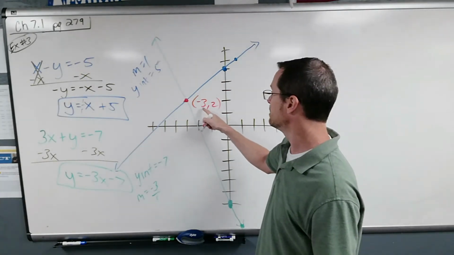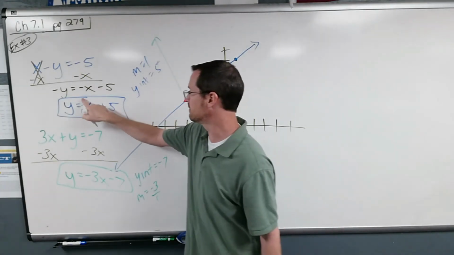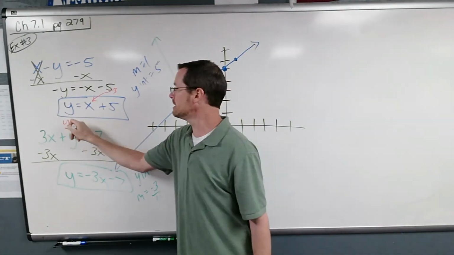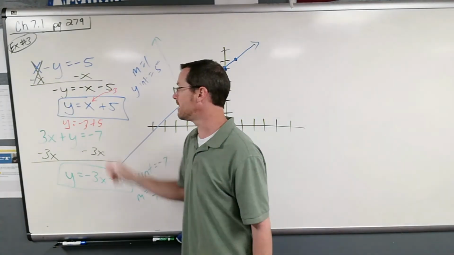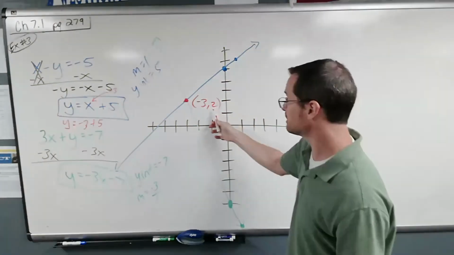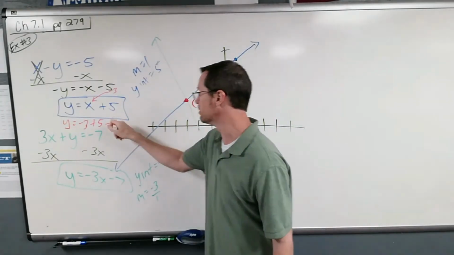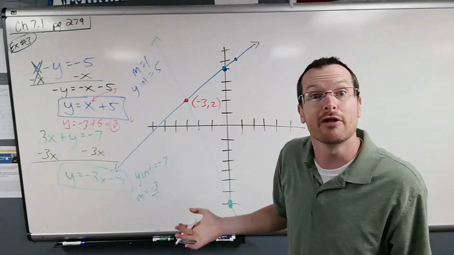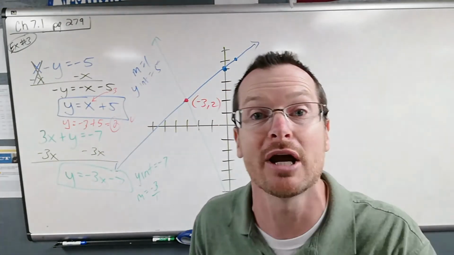So if I plug in negative 3 right there, I'll get y equals negative 3 plus 5. What's negative 3 plus 5? It's 2. It works. I'll get y equals 2. It checks out. That point is on the blue line. But is it on the green line? It has to be on both. We have to check both.